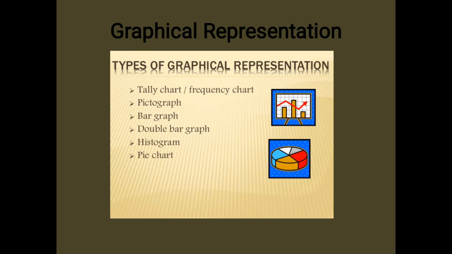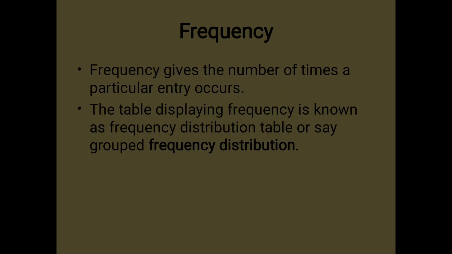So, let us learn about the graphical representation, as it includes various methods to organize the data systematically, and these methods are as follows: tally chart or frequency chart, pictograph, bar graph, double bar graph, histogram, and pie chart. Now let us understand these methods of representation one by one. So let us start with frequency, or say frequency chart.